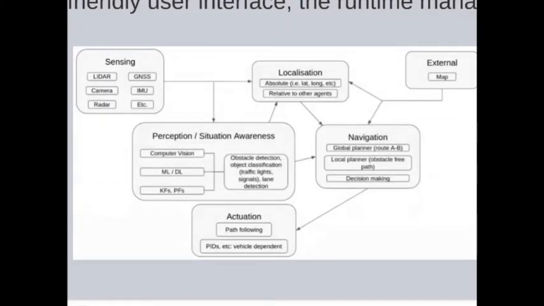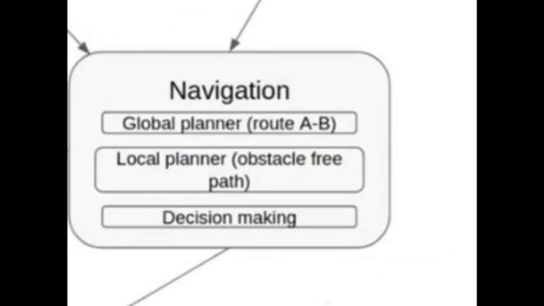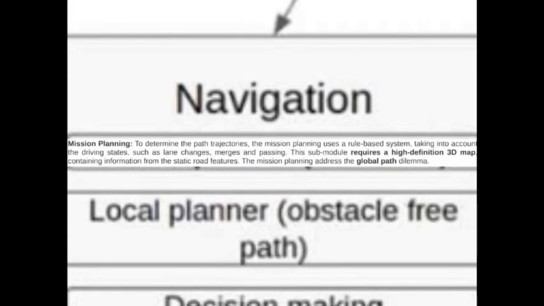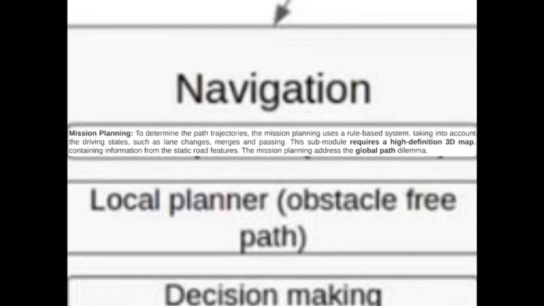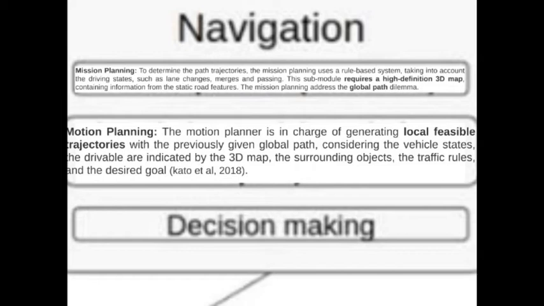The architecture is pretty similar to the previous one I displayed. That's the perception, localization. We will focus on navigation. Then if we go here, we have the global planner, local planner, but also the decision making. The global planning in Autoware is called mission planning, and the mission planning uses a high definition 3D map. As we said, in the navigation stack it was not possible to use a high definition map. The local planner is called motion planning.